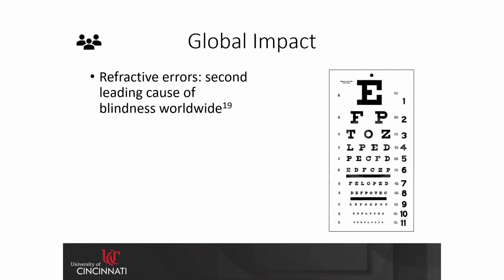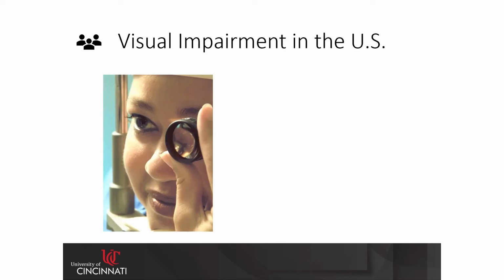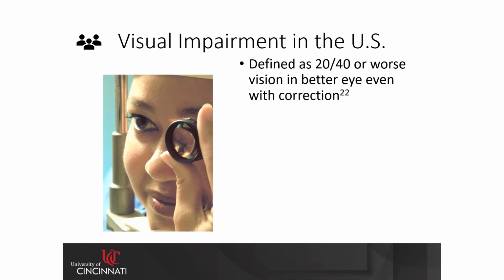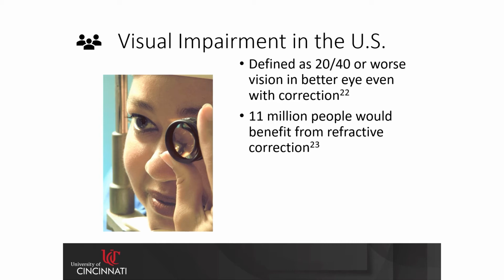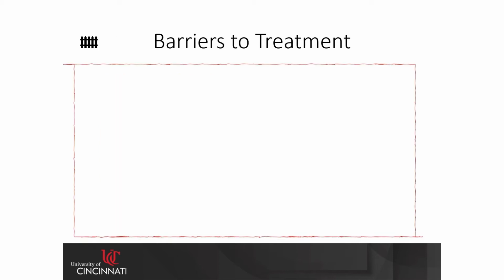Nevertheless, refractive errors are the second leading cause of blindness in the world and cause over $1 billion in loss of productivity. In 2010, cataracts were responsible for 1 in 3 people suffering from blindness worldwide. According to the American Academy of Ophthalmology, visual impairment is defined as 20/40 vision or worse in the better eye with eyeglasses. In the US, millions of people could have their vision improved by refractive correction. Cataracts, which are known to affect millions, constitute a major cause of blindness in the US. Based on the statistics we just reviewed, it becomes clear that the need for treatment is not being met.